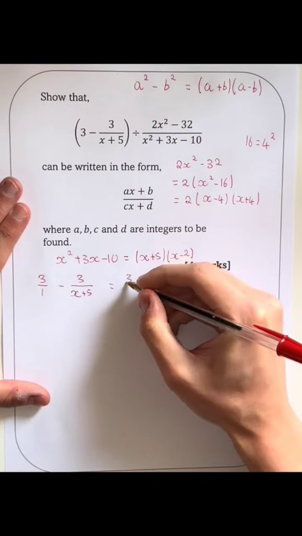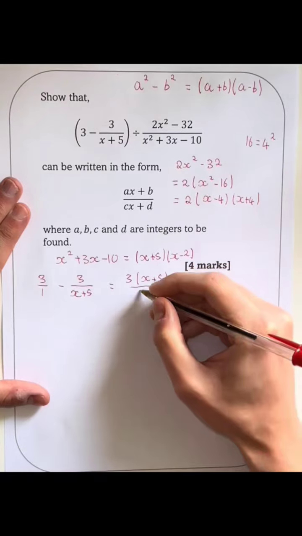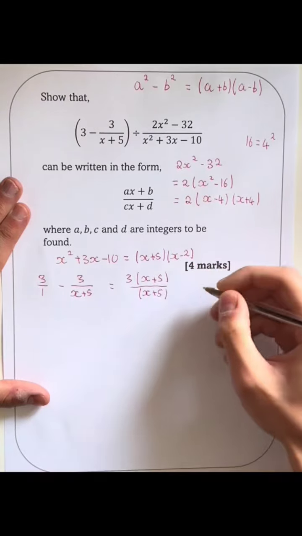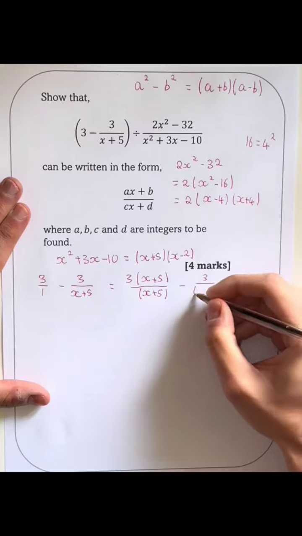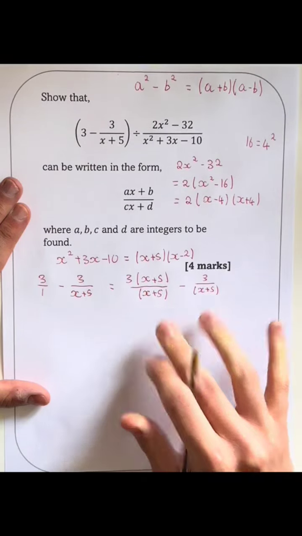So this gives me the following. This gives me 3 lots of x plus 5 over, well, 1 lot of x plus 5 is just x plus 5. And then minus 3 over, I'm going to write this in brackets, but you don't have to, x plus 5 like this. Of course, now they have the same denominator. I can go ahead and subtract them.